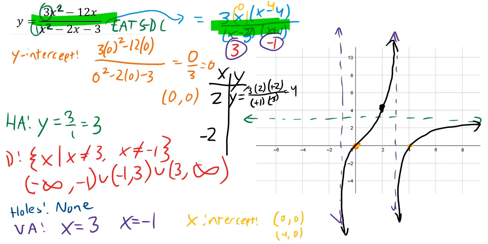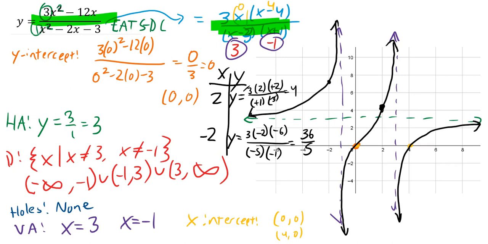If I plug negative 2 in, I get y equals 3 times negative 2 times (negative 2 minus 4) over negative 2 minus 3 times negative 2 plus 1. It looks like I get 36 over 5. 36 over 5 is a little bit more than 7, so I have the point (negative 2, 7-ish) on my graph. So the piece on the left part of my graph must be close to the vertical asymptote, hit this point, close to the horizontal asymptote.